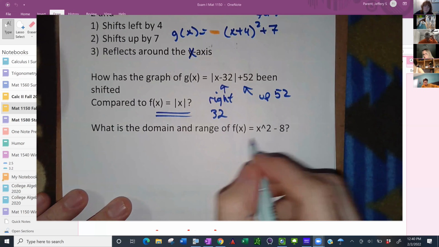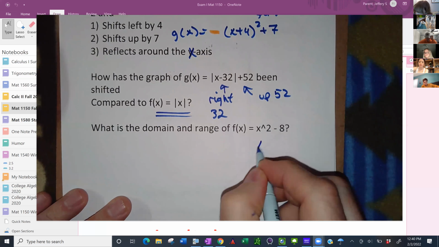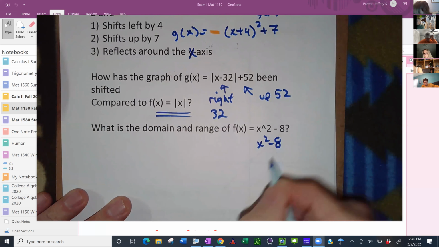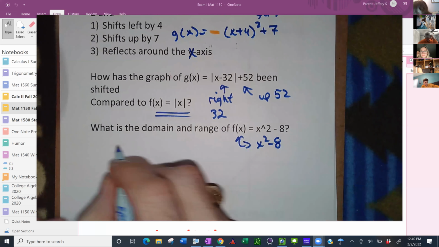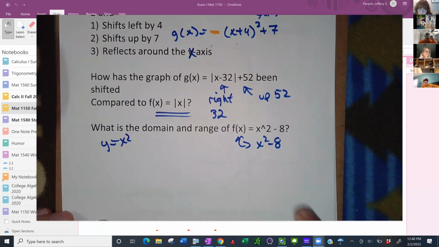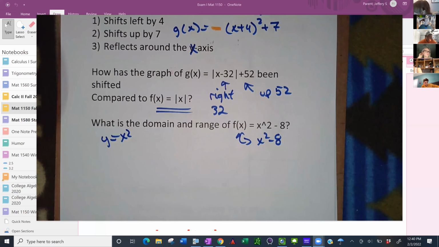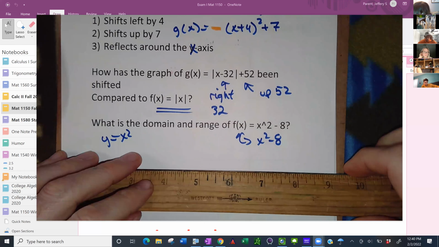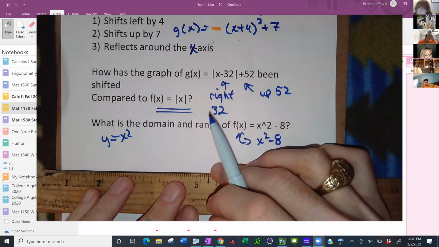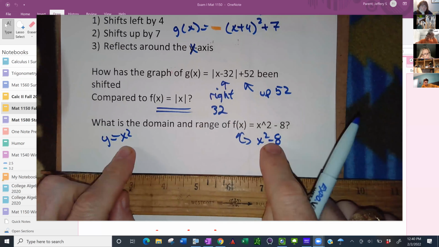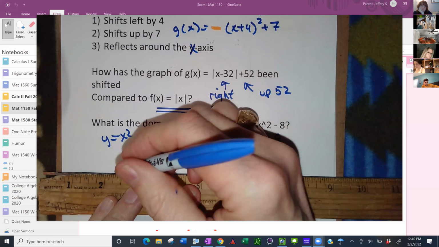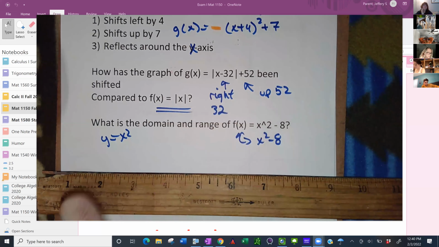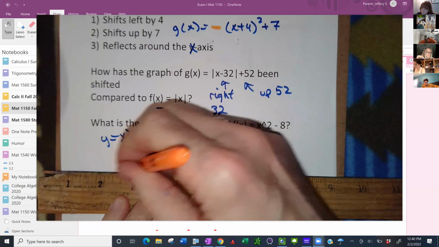Let's use those ideas to take a look at x squared minus 8. How has this graph been shifted compared to the graph of, say, y equals x squared? If you're comparing these two graphs, how's this one been shifted compared to this one? Down 8. Perfect. Exactly right.